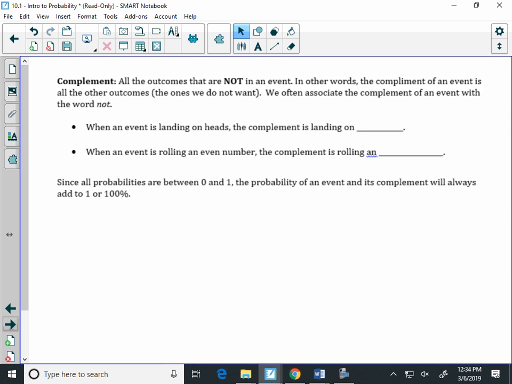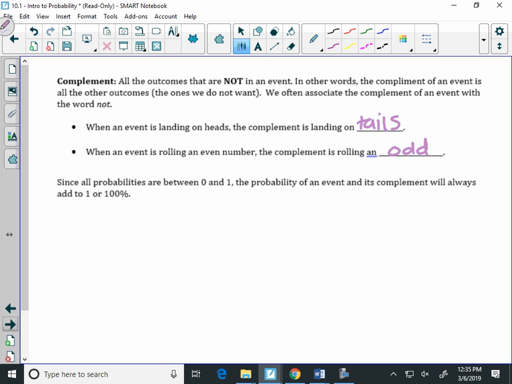We often associate the complement with the word not. So if you're trying to find the probability of something not happening, that means find the complement. Okay? I also like to think of it as the opposite of what happened. So some examples is when the event is landing on heads, the complement would be landing on what? Tails. Okay? The opposite of heads is landing on tails. Okay? When an event is rolling an even number, the complement of that event would be rolling an odd number. The opposite of even is odd.